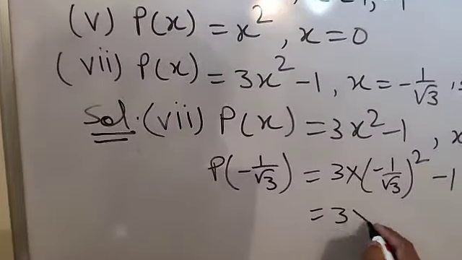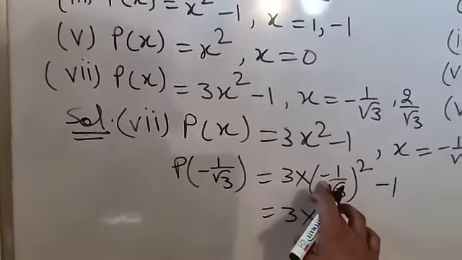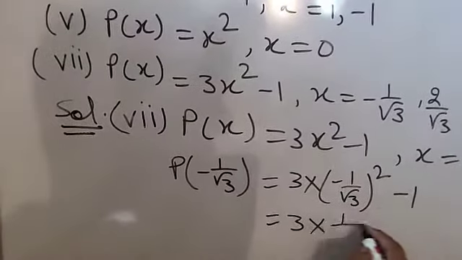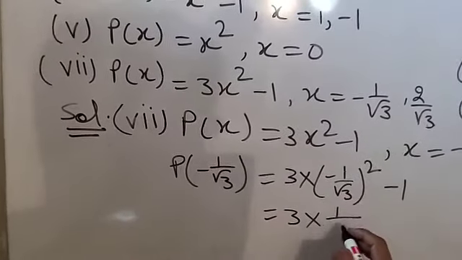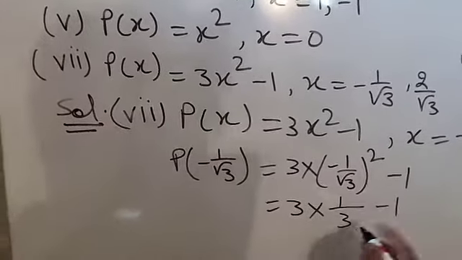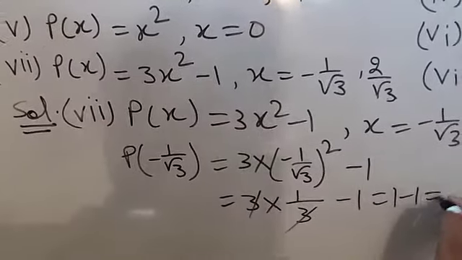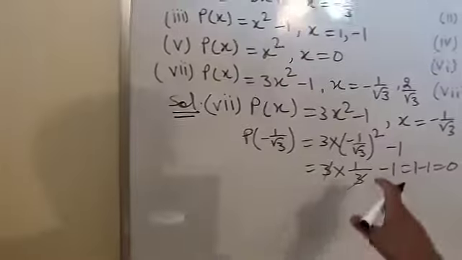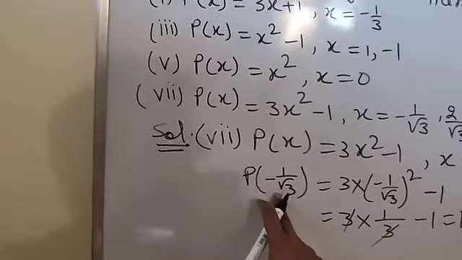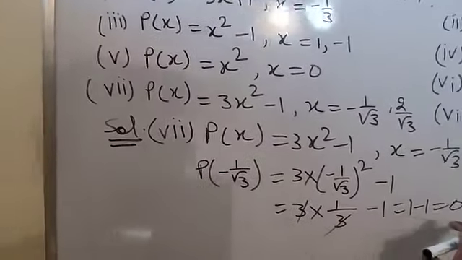It will be 3 into negative square will be positive, so it will be positive. 1 square is 1 upon root 3 square, equal to root 9, that is equal to 3, minus 1, so it will be 3 and 3 will be cancelled. It is equal to 1 minus 1 equal to 0. So here you are going to get that at -1 by root 3, the value of the polynomial is 0.